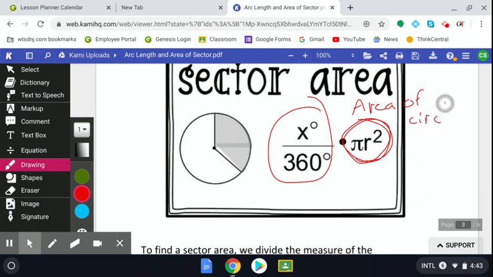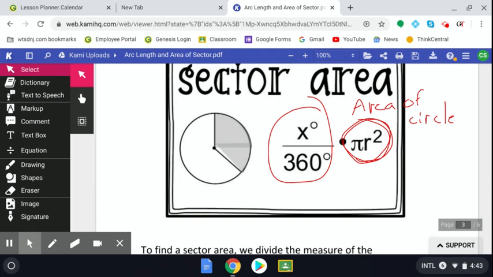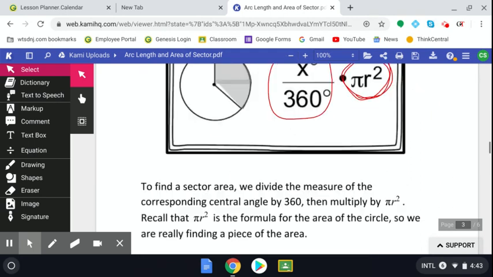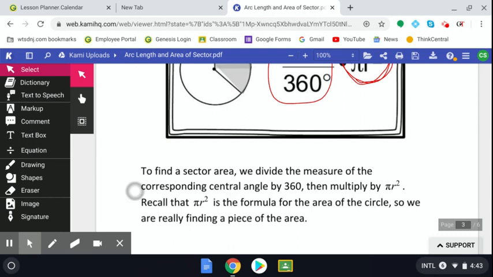So now we don't use 2 pi r because that is circumference. Now we are going to multiply by pi r squared. So it's the same type of work, but you need to know that when you look for the area of a sector, you use pi r squared. When you look for arc length, it's going to be 2 pi r.